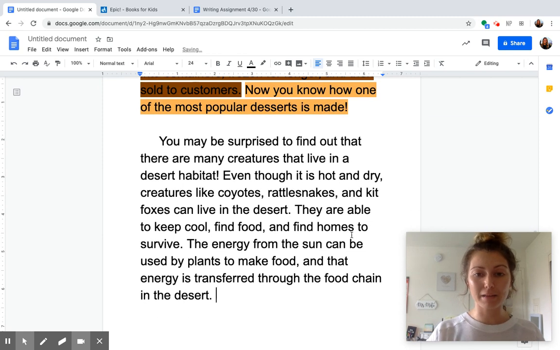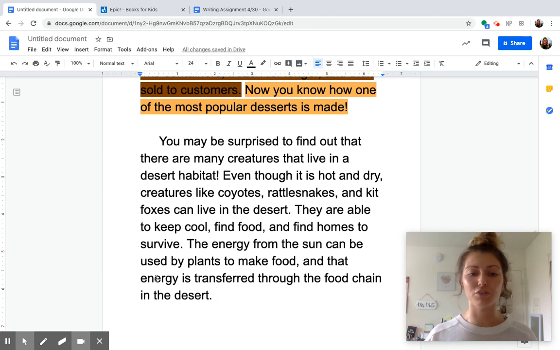Now let's look back at my supporting sentences that I have here. I have my 3 sentences. Even though it is hot and dry, creatures like coyotes, rattlesnakes, and kit foxes can live in the desert. They're able to keep cool, find food, and find homes to survive. The energy from the sun can be used by plants to make food, and that energy is transferred through the food chain in the desert.